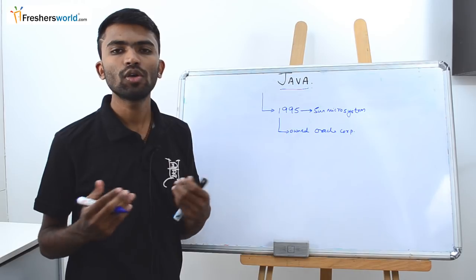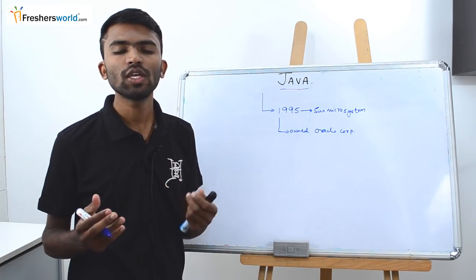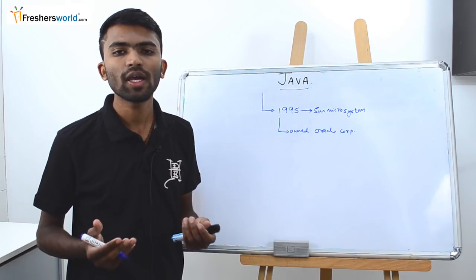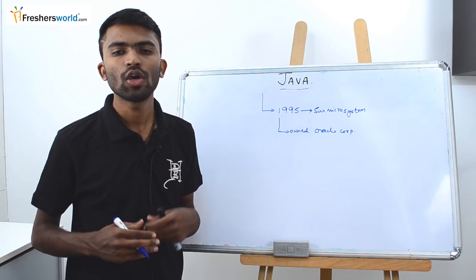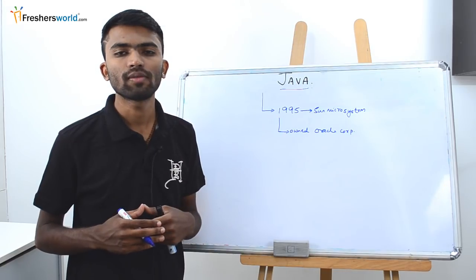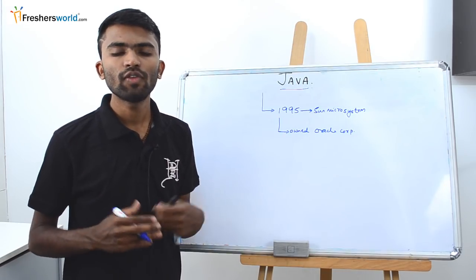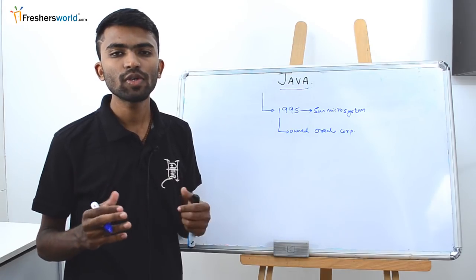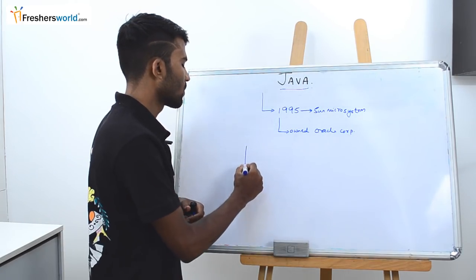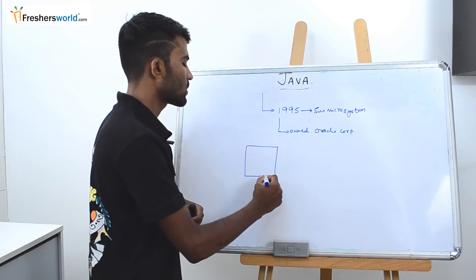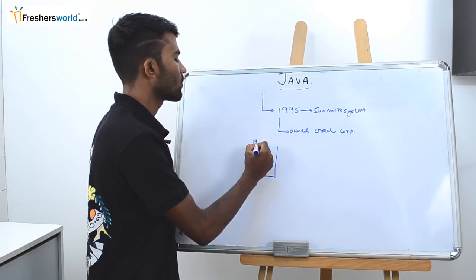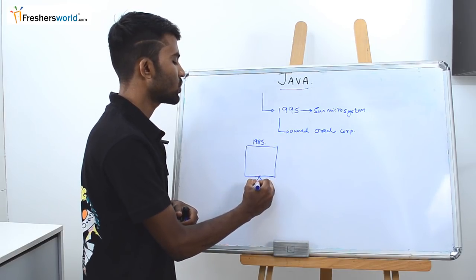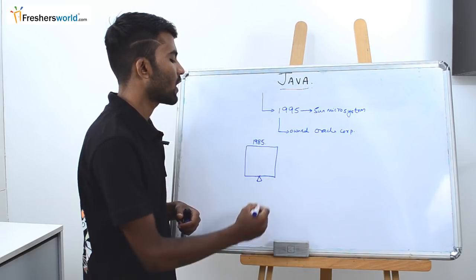Going forward, we'll try to see what made Java come into existence. What were the drawbacks in the programming languages which made a language like Java evolve? Before that, we have to understand some of the basics with respect to computers. Assume this computer is of 1985. This is the machine that I was using in the year 1985.